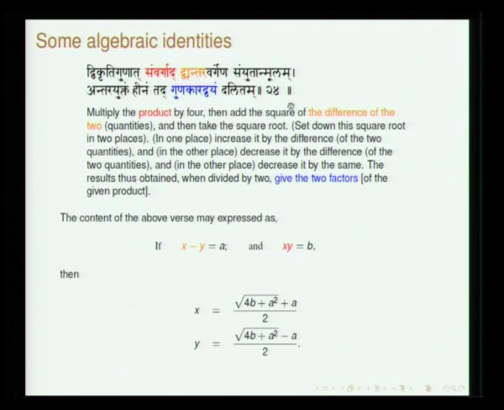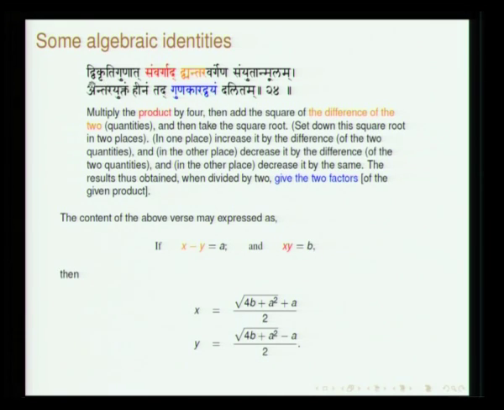Suppose you know the product of two numbers and you also know the difference. This is the kind of problem which Aryabhata has chosen here. Will you be able to find out those two numbers? So this is the question. If x minus y is a and xy is b, then how do you find x and y? This is the relation which has been given by Aryabhata in this verse.